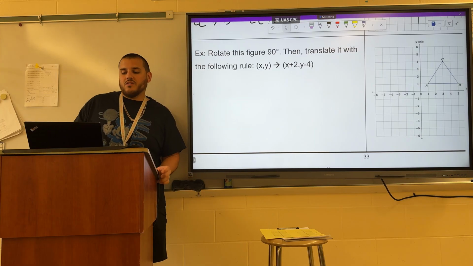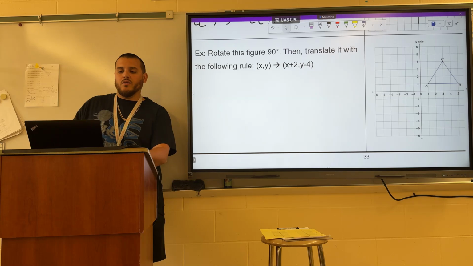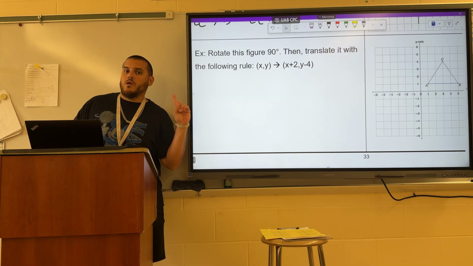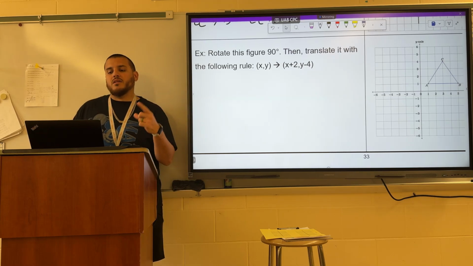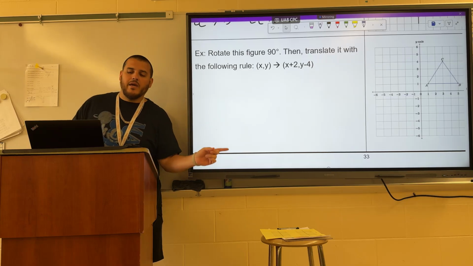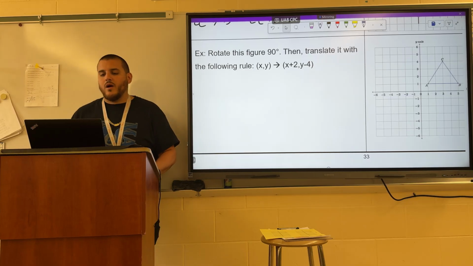All right, we have a composition of transformations to perform now. We're gonna rotate 90 degrees. It doesn't say which way to go, so we're gonna go counterclockwise. Then we're gonna take our image and translate it. XY becomes X plus 2, Y minus 4.